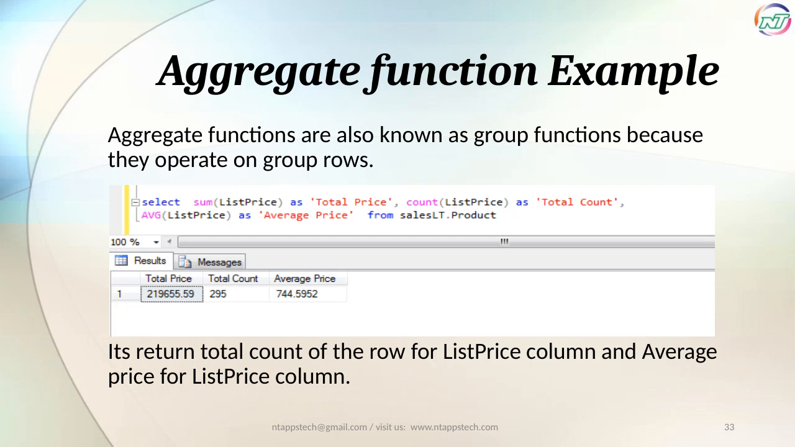Here we use aggregate functions, which are often called group functions because they work on groups of rows. In this example, we're calculating 3 values for the list price column from the product table: the total sum of all prices, the total count of rows that have a price, and the average price. The sum function adds all the list prices together, showing us the total price of all products. The count function simply counts how many prices are listed, giving the total number of products. Lastly, the average function calculates the mean price of all the products. These functions are helpful in summarizing and analyzing group data efficiently.